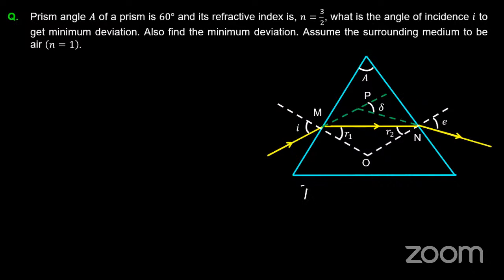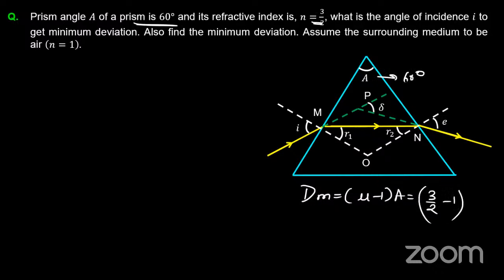You know, minimum deviation is mu minus 1 already given of this prism. 60 degree, because if you see the question, it's 60 degree. From this, you get 30 degree as the minimum angle of deviation. Okay, JNV Chandigarh students are also present. Excellent. Very good. So we say here 30 degree is the minimum angle of deviation.